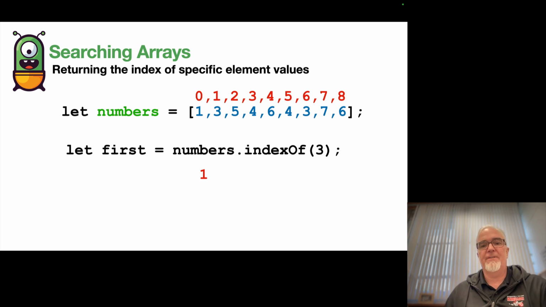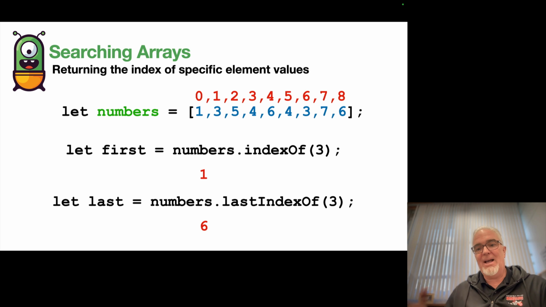If I want to find out the first time a specific value occurs in an array, then I can use array.indexOf. In this case, it's numbers.indexOf. And it'll give you the index of the first time that value occurs. So the first time 3 occurs in that array is at index number 1. So it will return index number 1 to represent the first occurrence of the number 3 in that array.